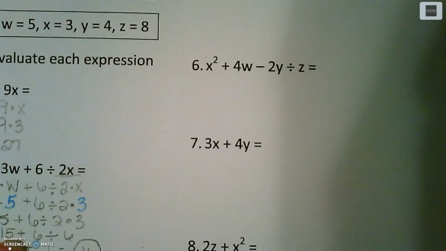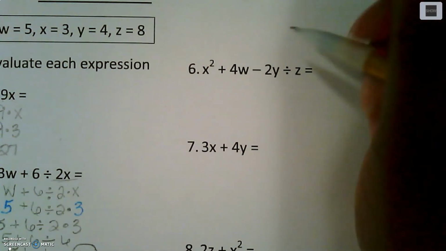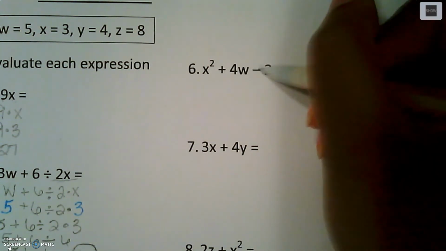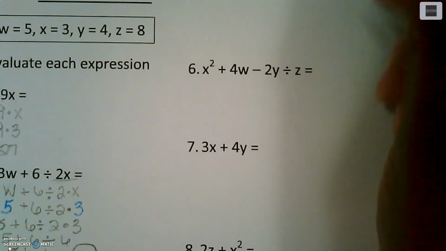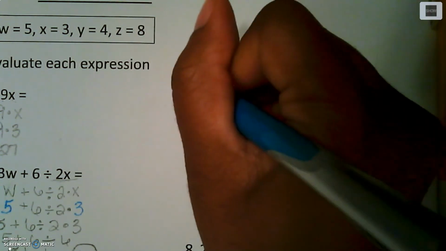I hope I don't run out of time. Alright, so number 6, we have x to the power of 2 plus 4w minus 2y divided by z. So you know what we're going to do first. We're going to replace everything.